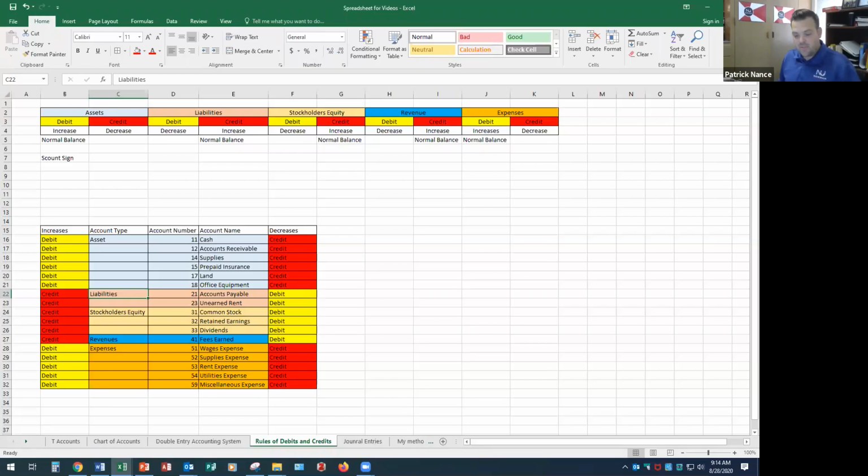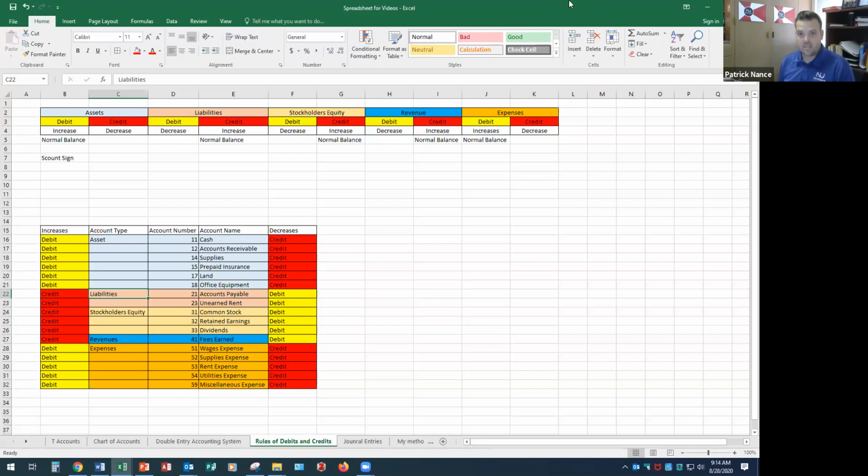Okay, the rules of debits and credits. Let's start with the different types of accounts and how they're increased and decreased. I made my own little spreadsheet here just to show you, but the book obviously goes through this too. So a couple things about the rules of debit and credit.